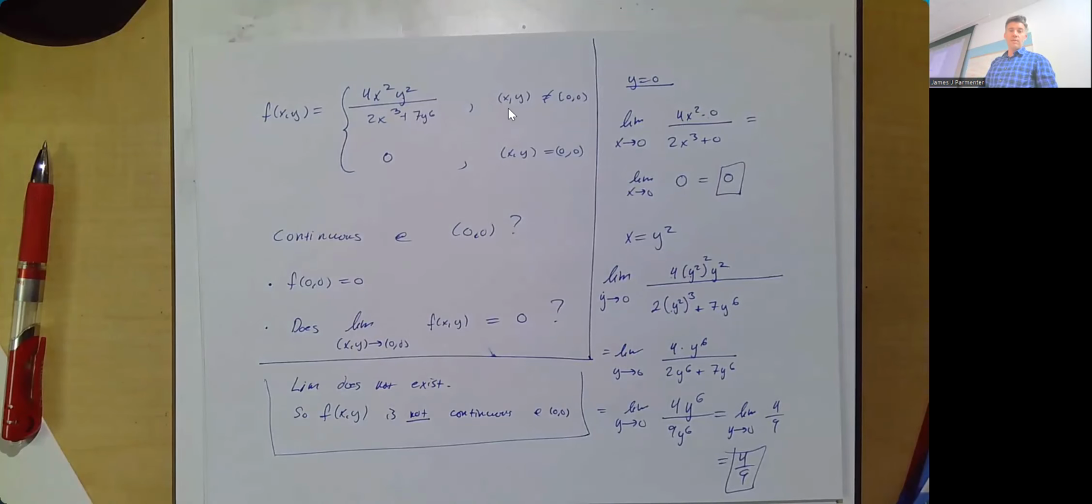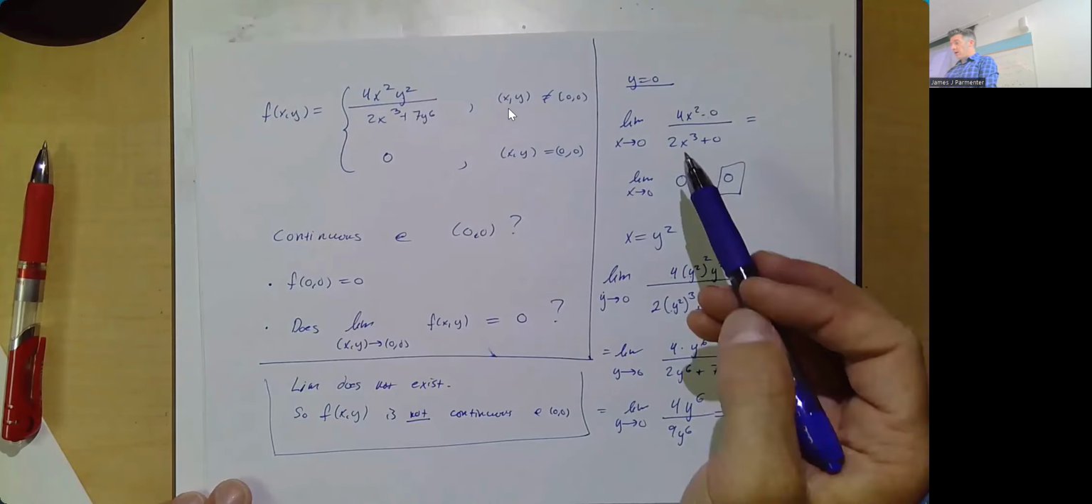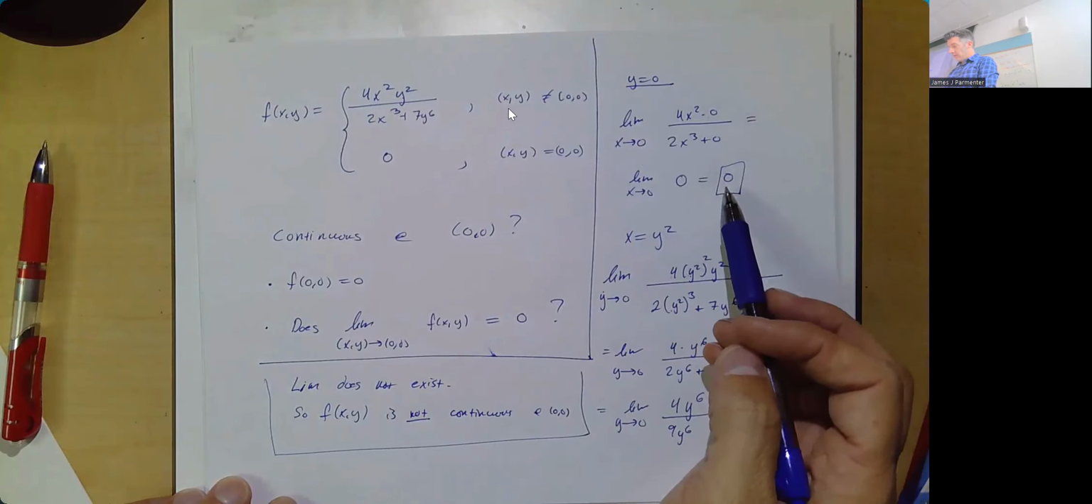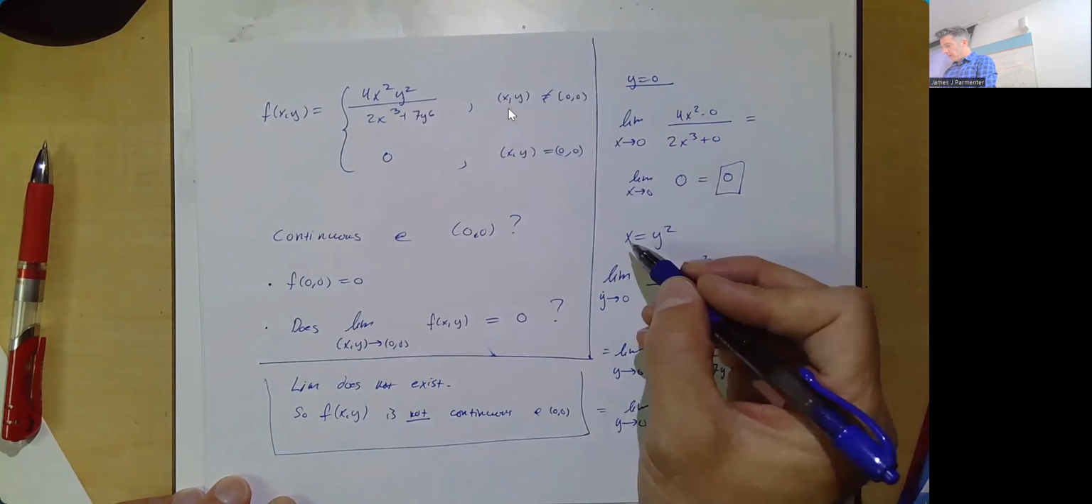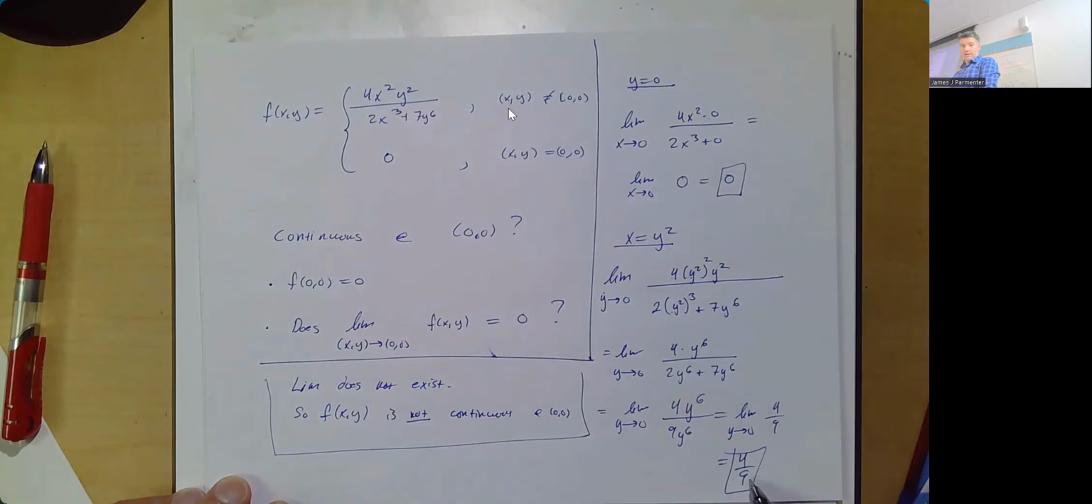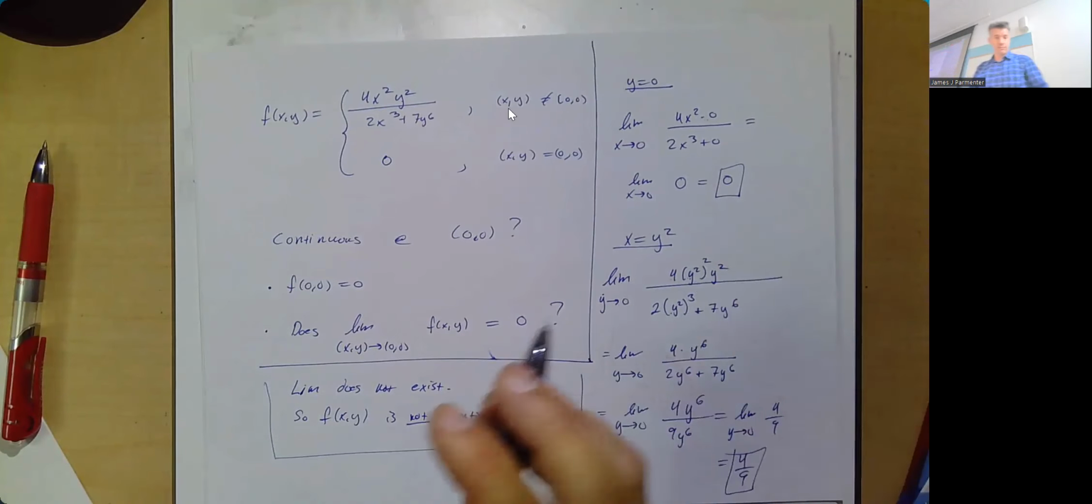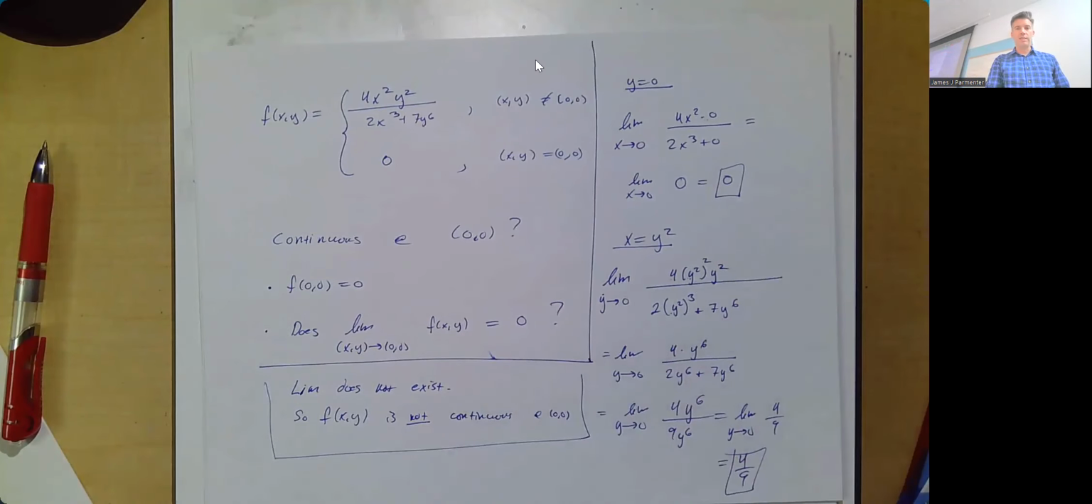So it does not exist because there are 2 different values, right? Since the limit along this path ends up equaling 0, and the limit of the function along this path ends up equaling 4/9, and since those aren't the same, the limit doesn't exist. And it's almost always easier to show a limit doesn't exist than to show it does exist.